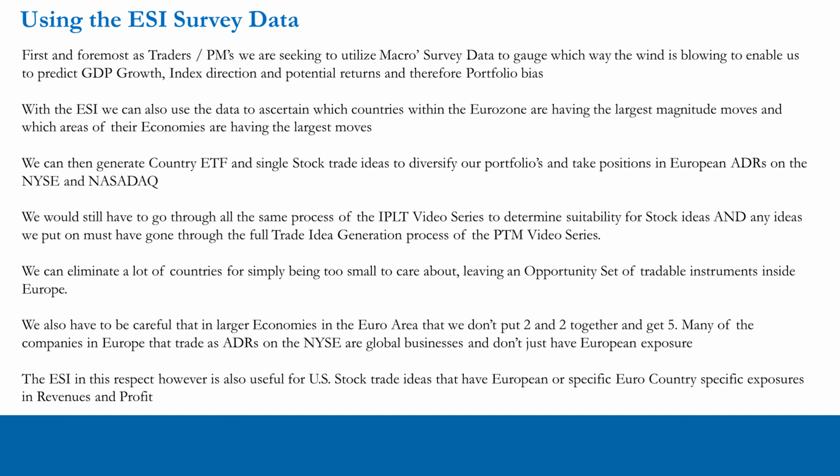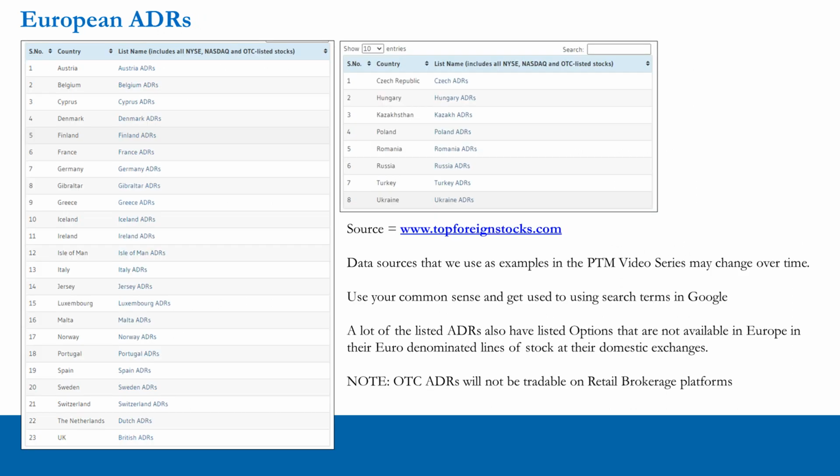Now, in terms of European stocks that trade on the New York Stock Exchange or in the US, there's a decent source you can go to, to have a look at a list of all of the stocks that trade as American depository receipts, ADRs, on the New York Stock Exchange and NASDAQ. That is topforeignstocks.com. But this is at the time of recording, guys.